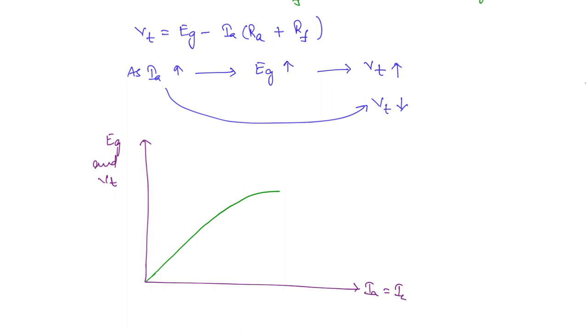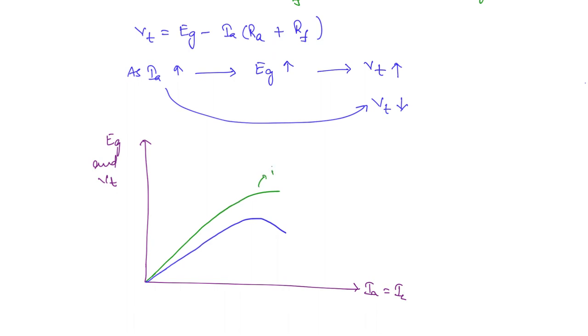What about the external characteristic? This will also start at 0. It will be lesser than Eg because of the drop across armature winding and field winding. Till a certain point it will increase, but after that it is going to start decreasing. Okay, because now the increase in current effect is going to take over.